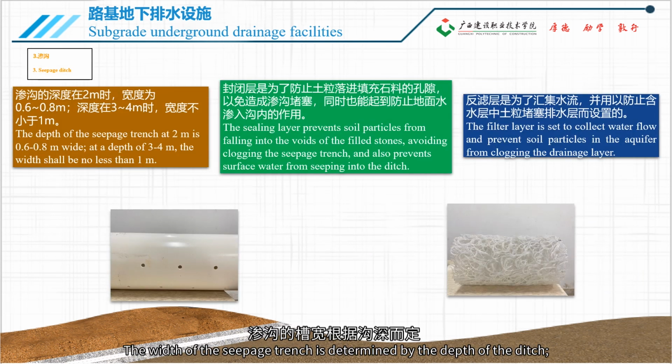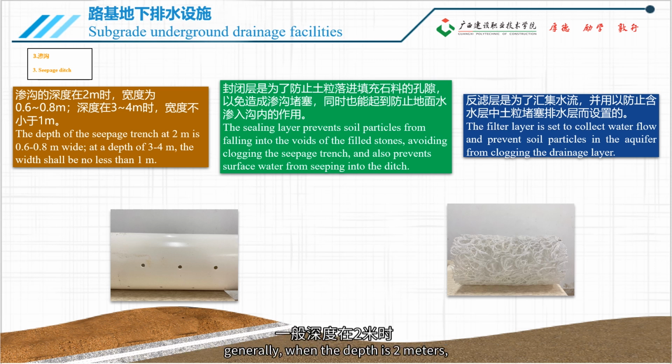The width of the seepage trench is determined by the depth of the ditch. Generally, when the depth is 2 meters, the width is 0.6 to 0.8 meters. When the depth is 3 to 4 meters, the width should be no less than 1 meter.